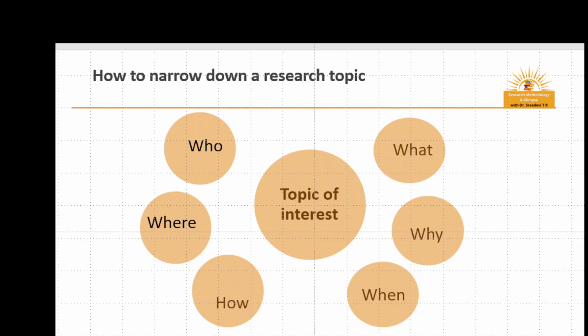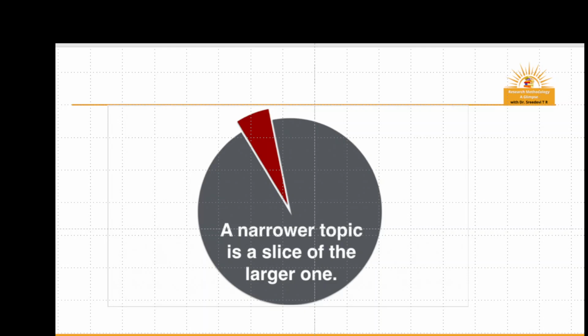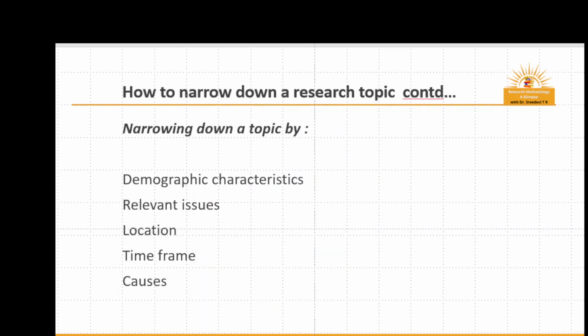Again, another example, childhood anxiety. It's a broad topic. So key aspects of the topic can be discussed regarding parental education, intellectual levels, factors that increase childhood anxiety like peer pressure, genetics, intellectual level, school environment, social environment. A narrower topic is a slice of the larger one. So, narrow down a topic by demographic characteristics: age group, occupation, gender.